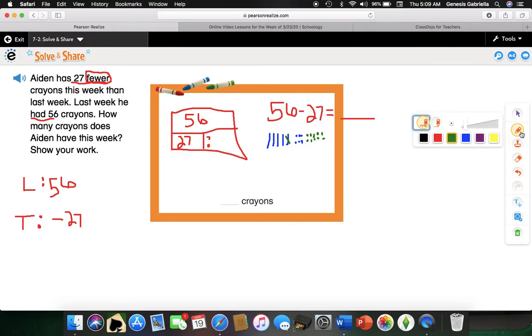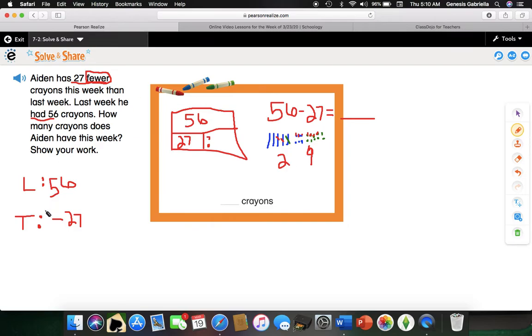have enough. So I'm going to change my colors real quick and start crossing out. 1, 2, 3, 4, 5, 6, 7. I'm sorry, I meant to say cross out 7. So now I have 1, 2, 3, 4, 5, 6, 7, 8, 9. I have 9 ones. Now let's see, do I have enough to cross out 2 tens? I sure do, so I'm going to go ahead and do that. 1, 2, and that leaves me with 2 tens.